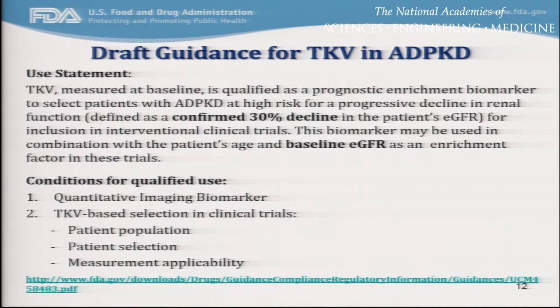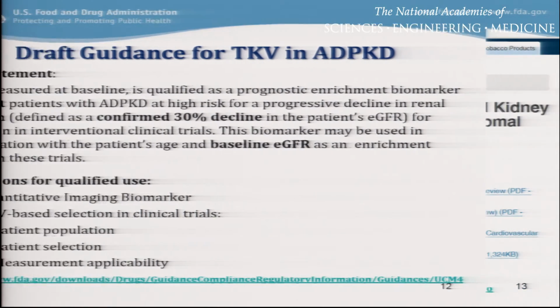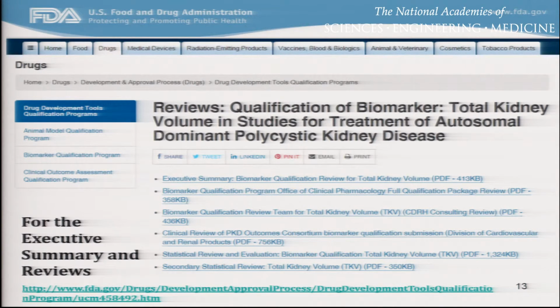I know I'm running out of time, but here is the draft guidance that we have. The proposed context of use is a little different from that which is qualified, because it only limits itself to 30% decline in the eGFR, and also it adds baseline eGFR as an enrichment factor, for TKV to be used in combination with age and eGFR. You can find the details at the web page. You can also find the executive summary and individual reviews at the web page.